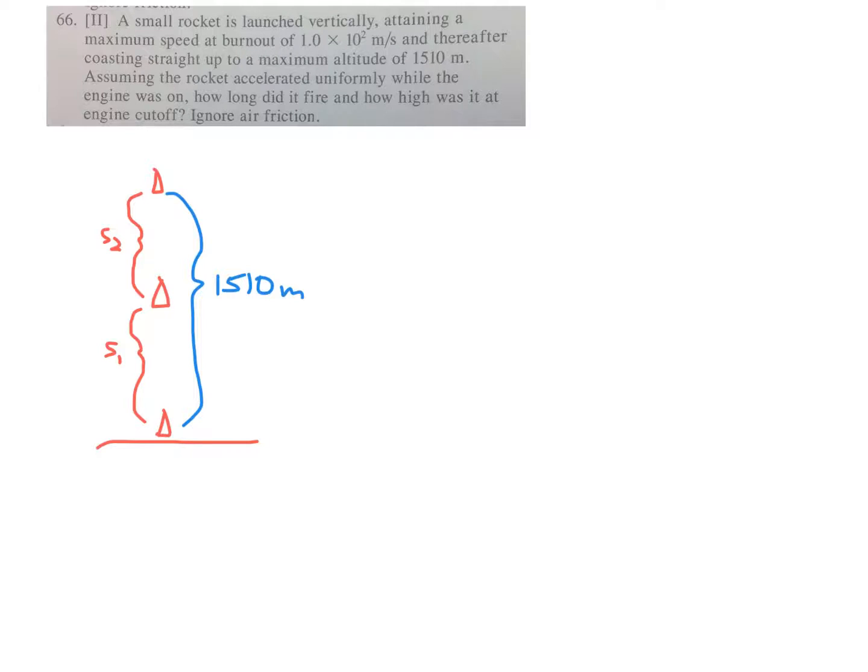So there's two parts to the problem. There's part one while it's burning fuel, and it's uniformly accelerating. It's not decelerating due to gravity, but we do have a V initial of 0 meters per second and a V final of 100 meters per second. 1.0 times 10 squared is 100. The acceleration we don't know. Don't assume it's 9.8 or negative 9.8. It's not due to gravity because it's burning some fuel. We'll call this S, S sub 1, and then T we do not know yet.